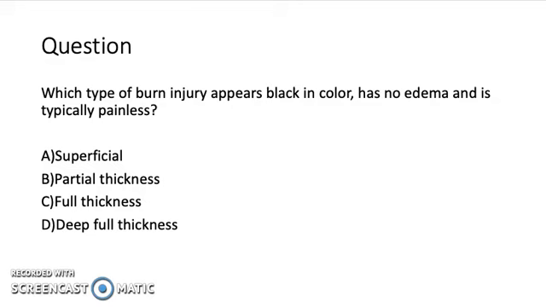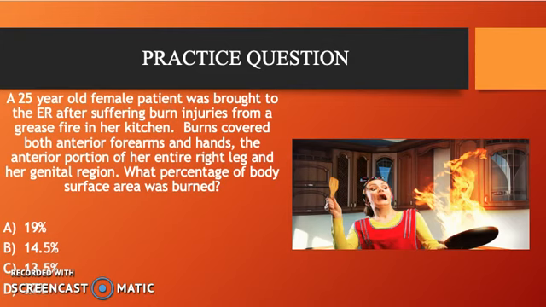So, question. Which type of burn injury appears black, has no edema, and is typically painless? Pause the video now if you need to. Good, it's deep full thickness. Alright guys, so pause the video again if you need to.